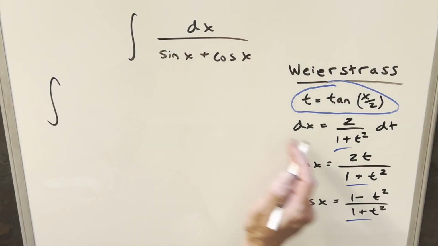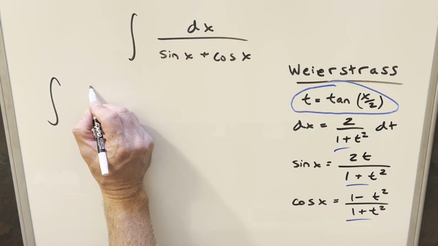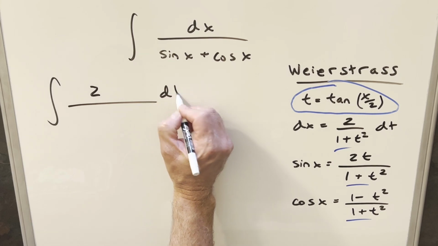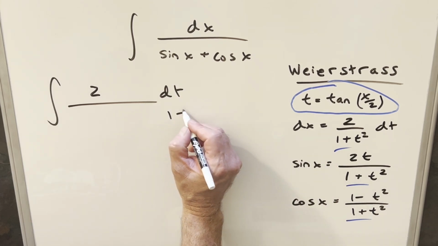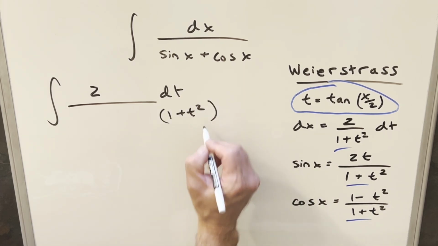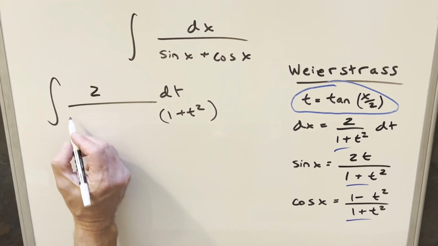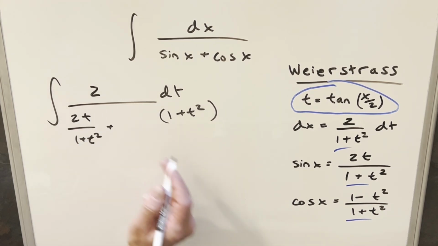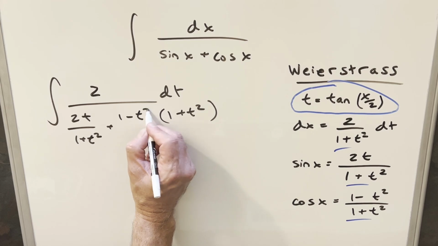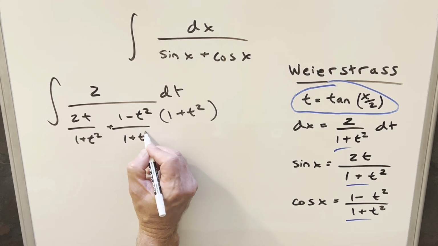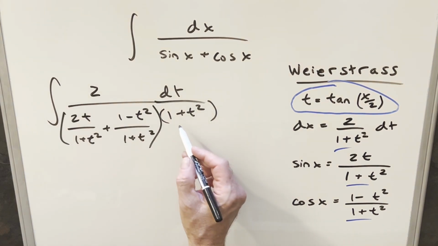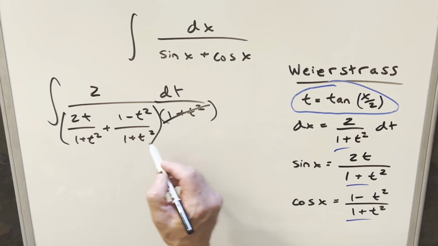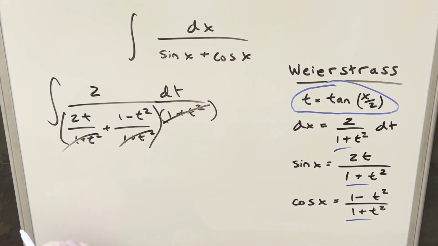So for our dx value, we have this. I'll just have 2 dt in the numerator, and then I'm going to bring this 1 plus t squared over in this area. And then for sine x, we're going to have 2t over 1 plus t squared, and then cosine x is going to be 1 minus t squared over 1 plus t squared. And then we can go ahead and use this 1 plus t squared to cancel with this one here and this one here. And so then let's just clean this up and see what we have.